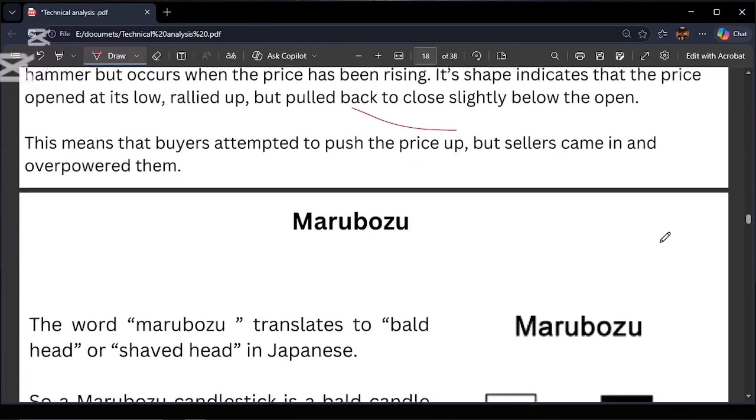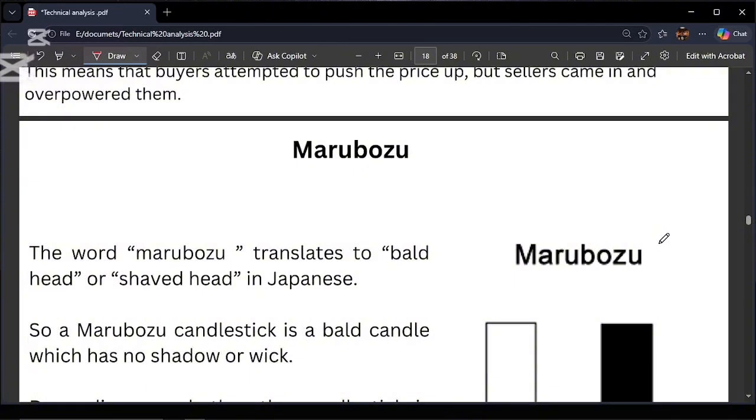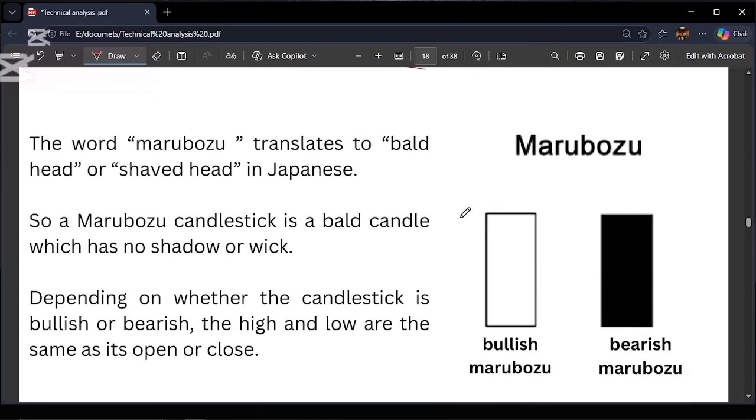So we have another single candlestick pattern, the marubozu, and I love the marubozu very much. The marubozu is a Japanese word that translates to bald head or shaved head. So a marubozu candlestick is a bald candle which has no shadow or wick. We have two types of marubozus.